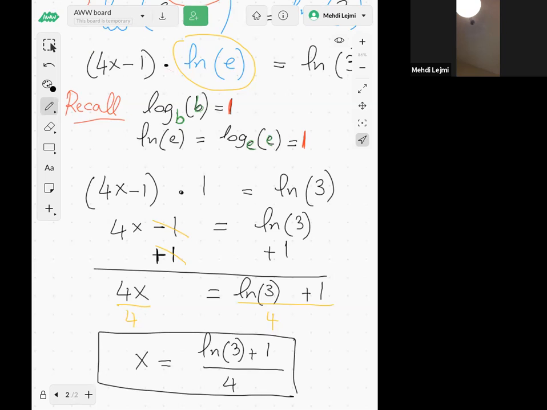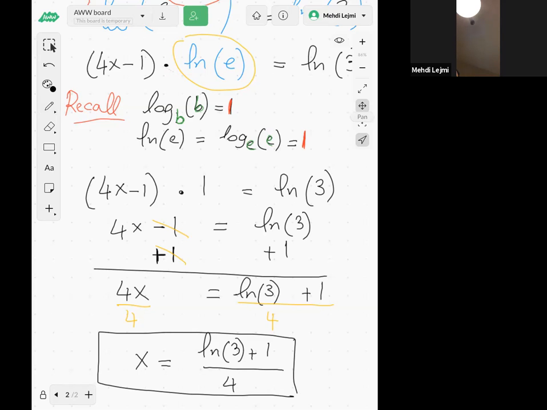Again, you can try to approximate this answer if you want. Natural log of e will be 1 point something, so this x would be approximately 1/2. All right. Is there any question, guys, about this number 2? As you can see in this number 2, because we have different bases, we apply this natural log.